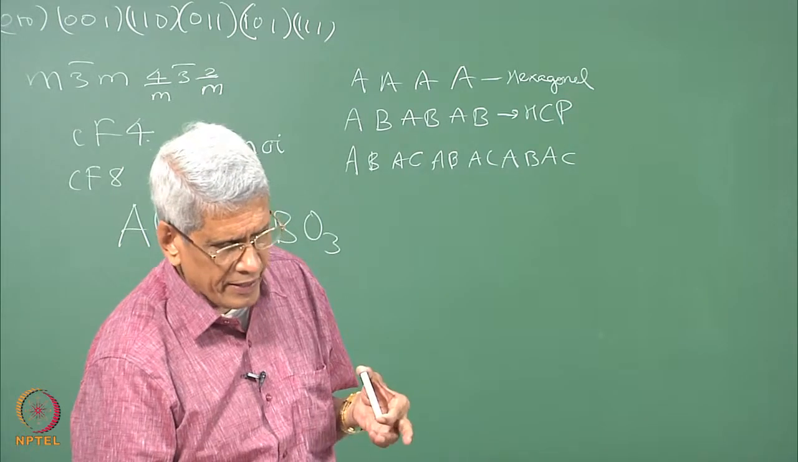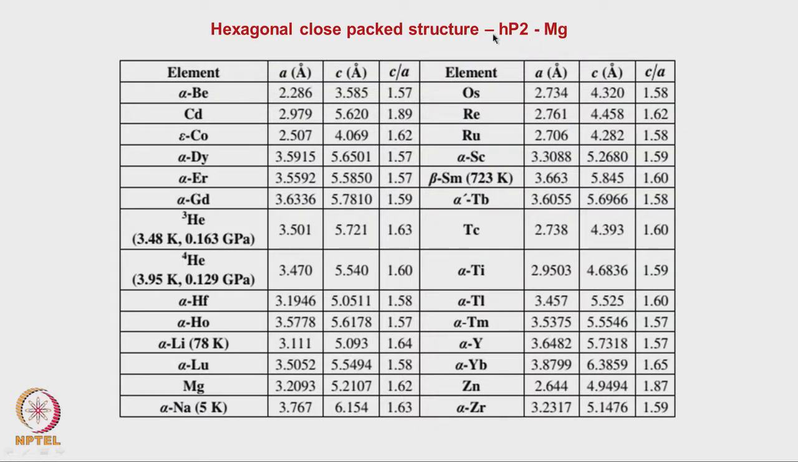There are like magnesium here, this is the hexagonal structure. This is the symbol which we use. If you look at the book, H is hexagonal, P is primitive, 2 is 2 atoms per unit cell, so it is a hexagonal close packed lattice.